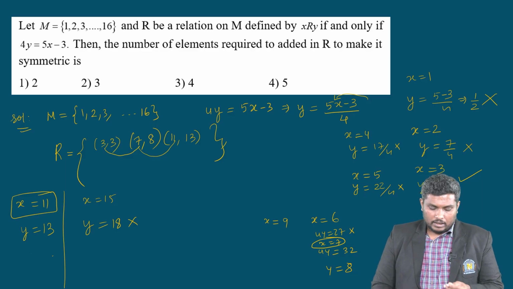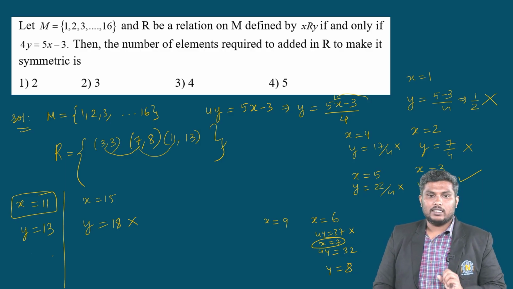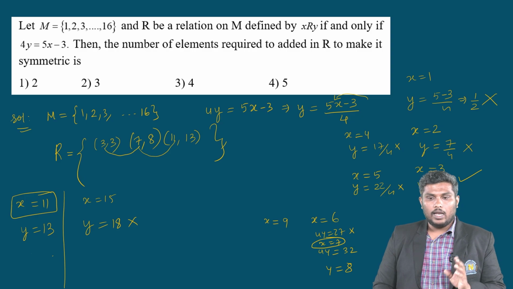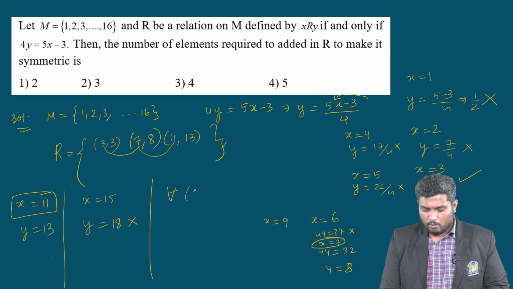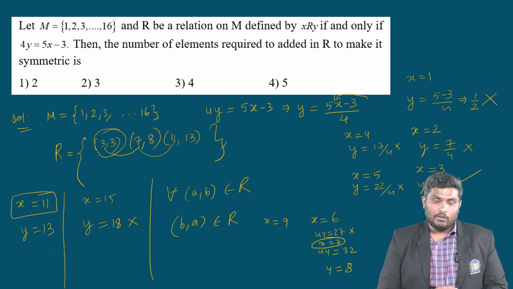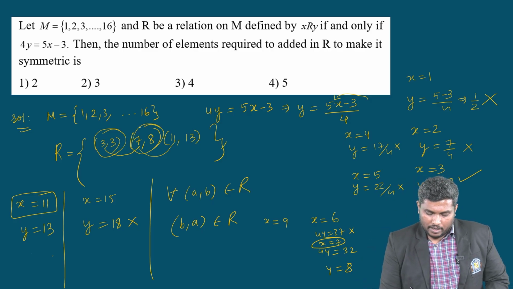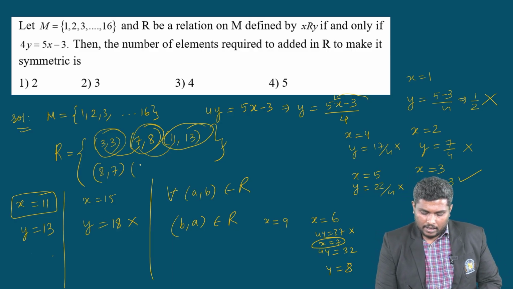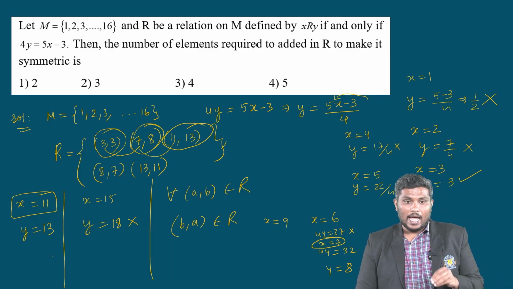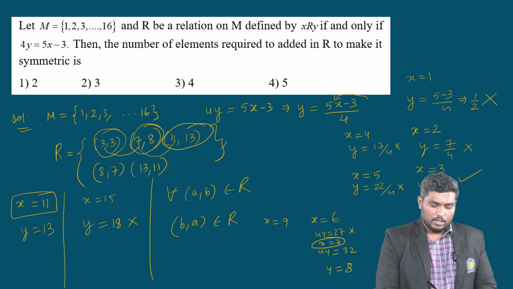Okay, now guys, tell me, if I have to make this relation symmetric. So what is a symmetric relation? For all (a, b) belonging to R, I want (b, a) to be in R, right? So for (3, 3), you don't have to add anything. And for (7, 8), you need to add (8, 7). And for (11, 13), you need to add (13, 11). So you just need two elements to be added, so the relation will become symmetric. Okay, so the answer will be 2.